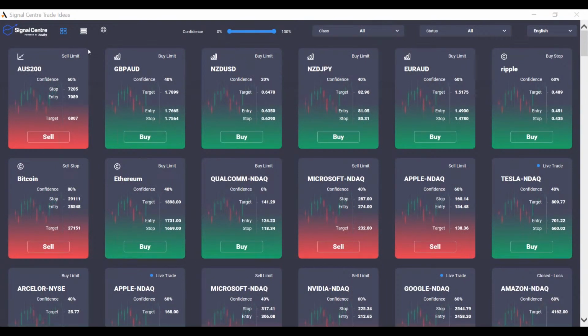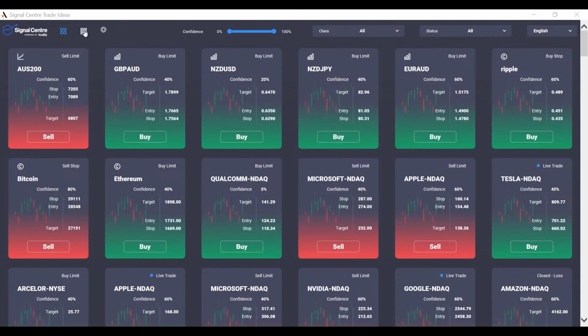Oh wait, sorry, before that, I'd like to share with you that there are two views that you can look at. This is the tile view. In each tile you can see the symbol name, AUS 200. You can see the trade idea that is proposing a sell limit. You would know the confidence level, 60%. You would know the entry level, the target level, as well as the stop level. So from here we see that it is pretty comprehensive.